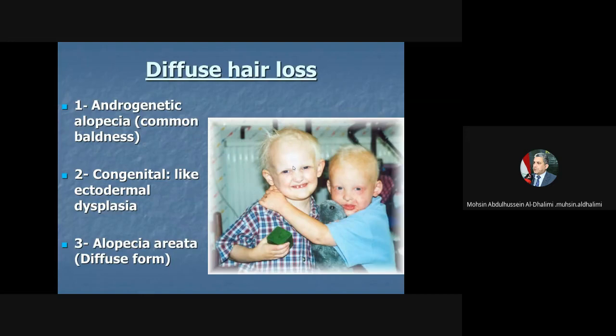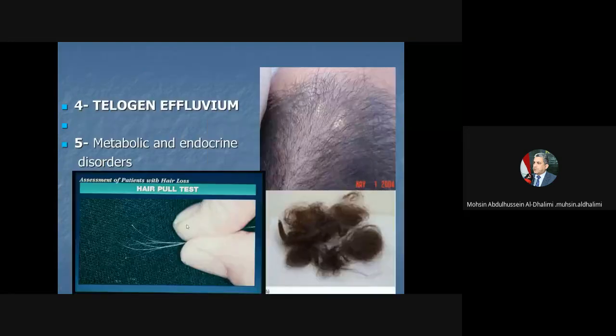Now we talk about some examples of diffuse hair loss. Androgenic alopecia we will talk about in some detail. Congenital conditions, like these two brothers who have similar diffuse hair loss. They have a condition called ectodermal dysplasia with abnormal hair, teeth, and nails. Alopecia areata we will also talk about in more detail later. Telogen effluvium. This is a very important condition.